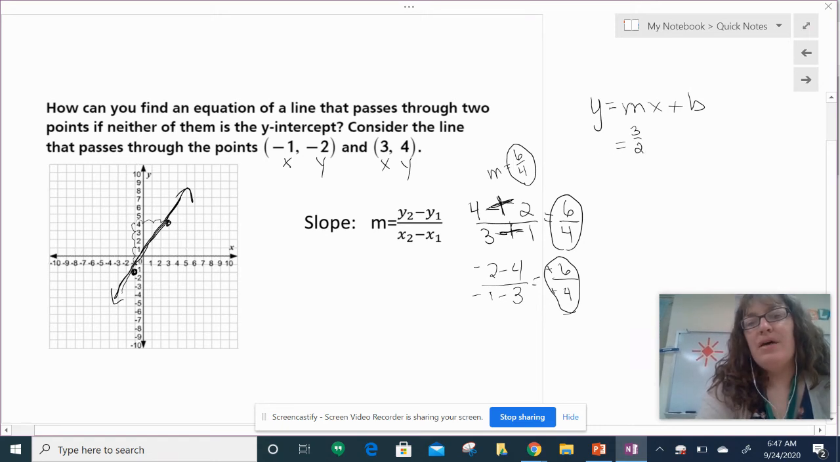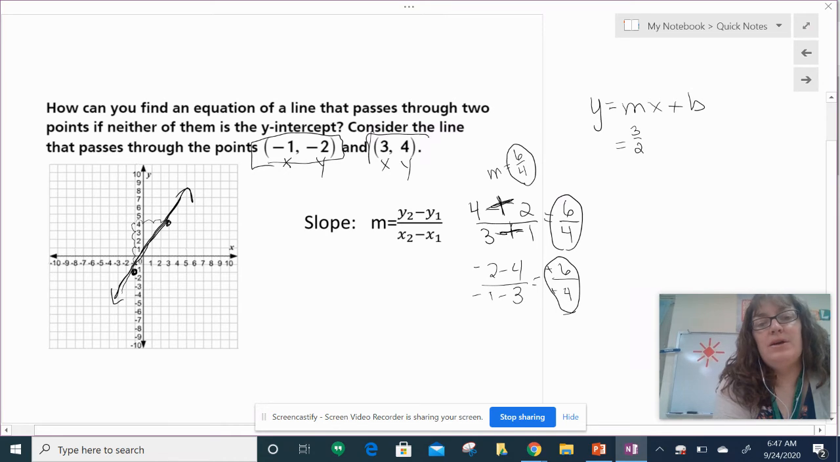So now I have the slope in its place. And then I don't know what my x and y are, but I have 2 opportunities here for what x and y could be, because these points are on the line.